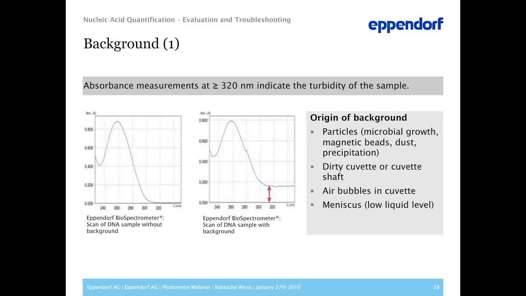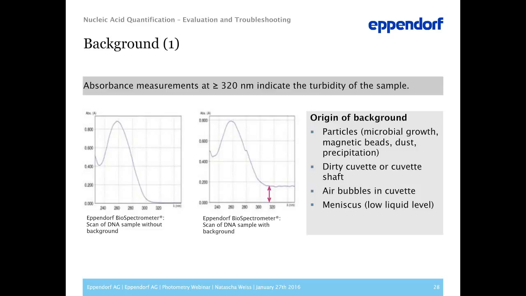Background is the turbidity of the sample, and it is measured at a point of the spectrum which is not related to the sample absorbance. For UV spectrophotometry of nucleic acids, typical background wavelengths are 320 or 340 nanometer, since nucleic acids will not absorb in this range. So the value should be close to 0.